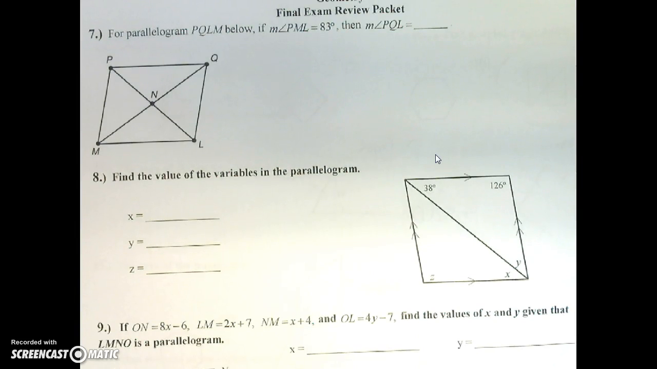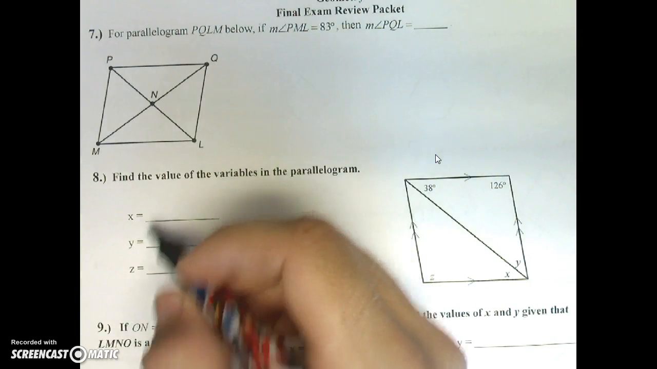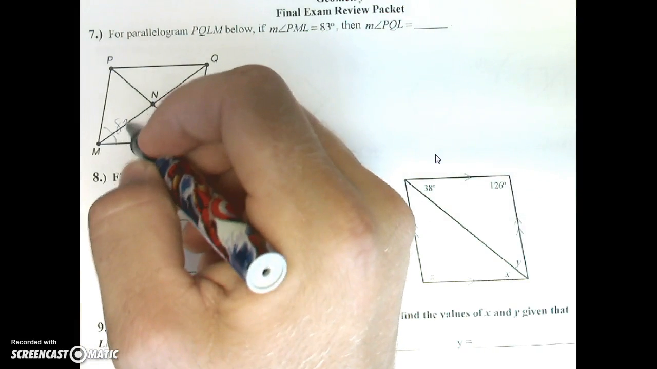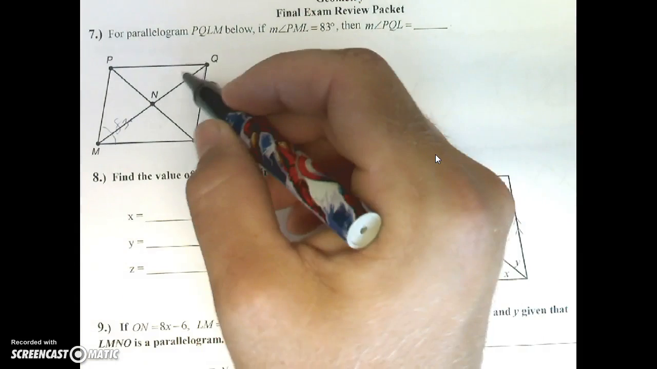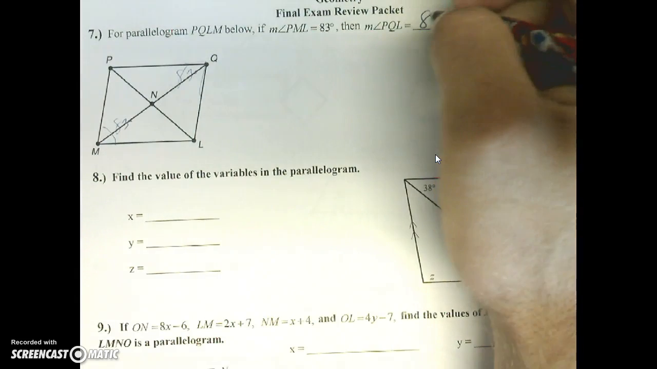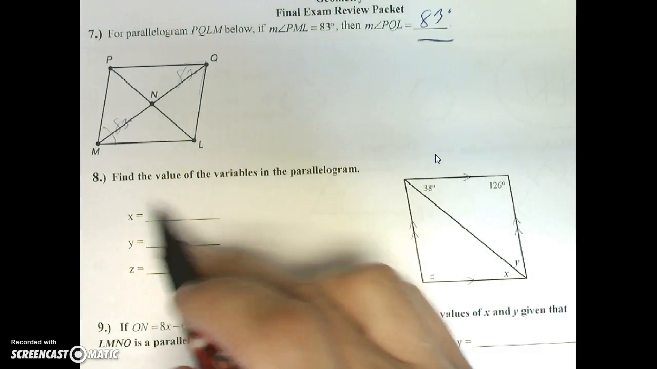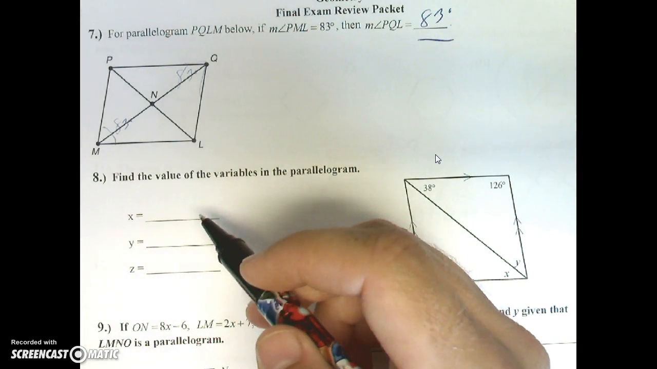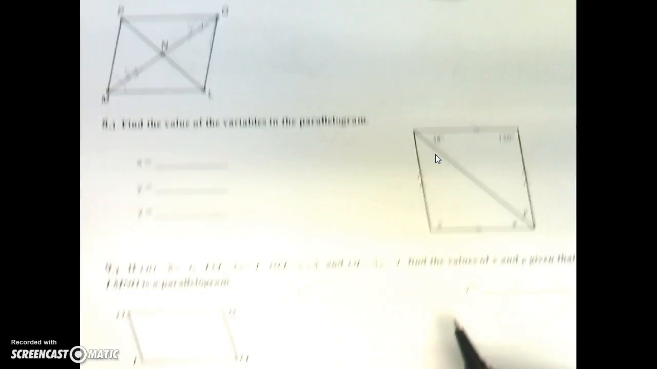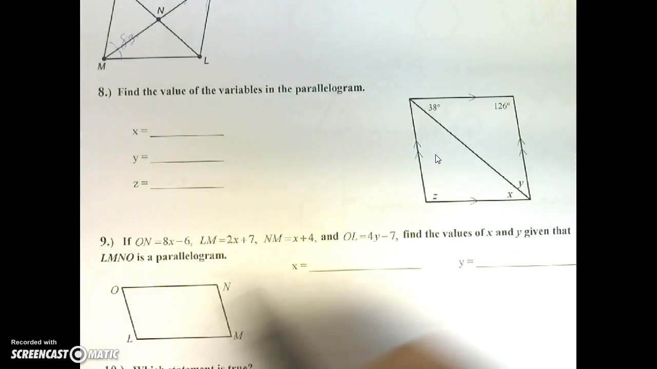Okay, for a parallelogram PQLM below, if angle PML equals 83 degrees, what is angle PQL? Well, PML is right here. So they're saying this is 83 degrees. And PQL is up in this corner. There's another 83 degrees. Okay, opposite angles in the parallelogram are congruent. Adjacent angles add up to 180. They're supplementary. Very good.